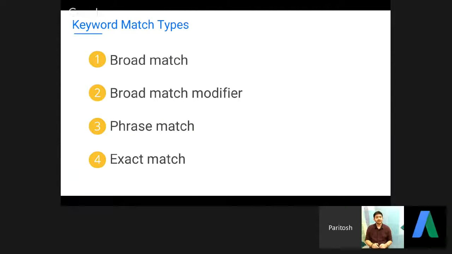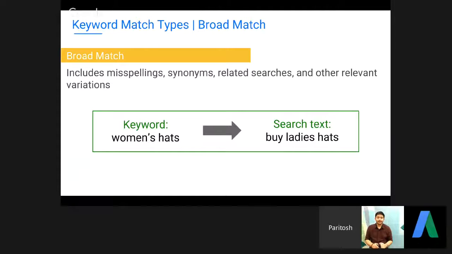Moving further, let's look at the 4 keyword match types. Now, there are 4 types of keywords which we have in an AdWords account. They are broad match, broad match modifier, phrase match, and exact match. Now, we'll look at these keywords one by one. Now, first thing is broad match. Now, how broad match works is it tries to trigger an ad even for queries which are, let's say, misspelled queries or synonyms or close related searches. If you look at the example here right now, if my keyword is women's hats, then Google can even trigger an ad for buying ladies' hats online.